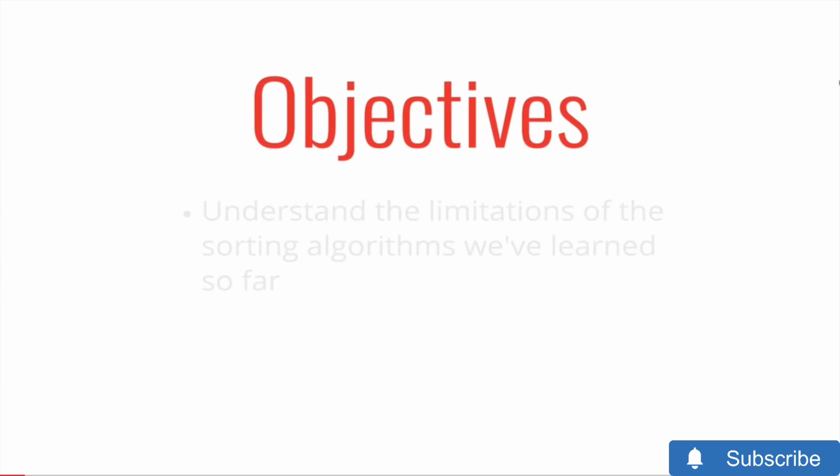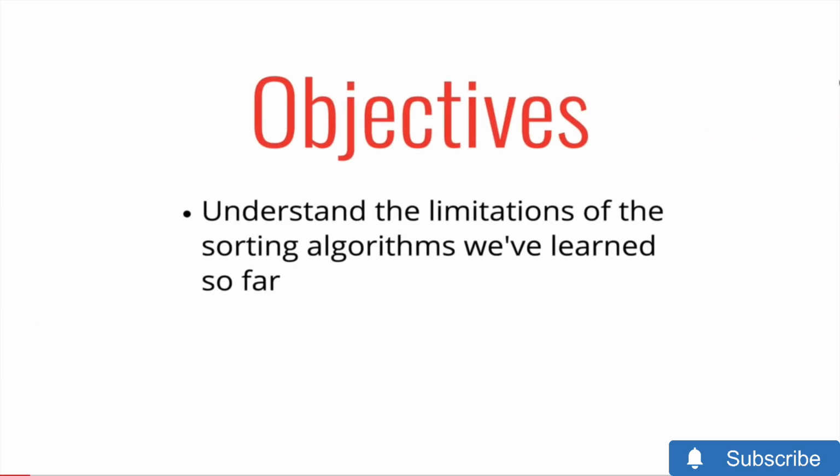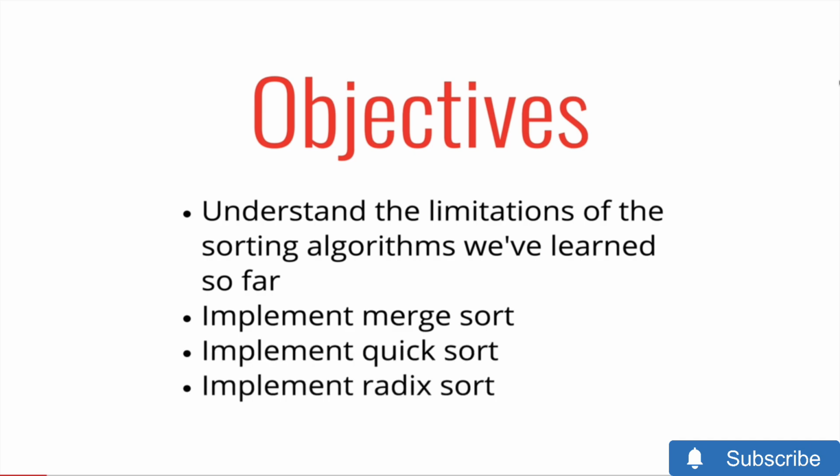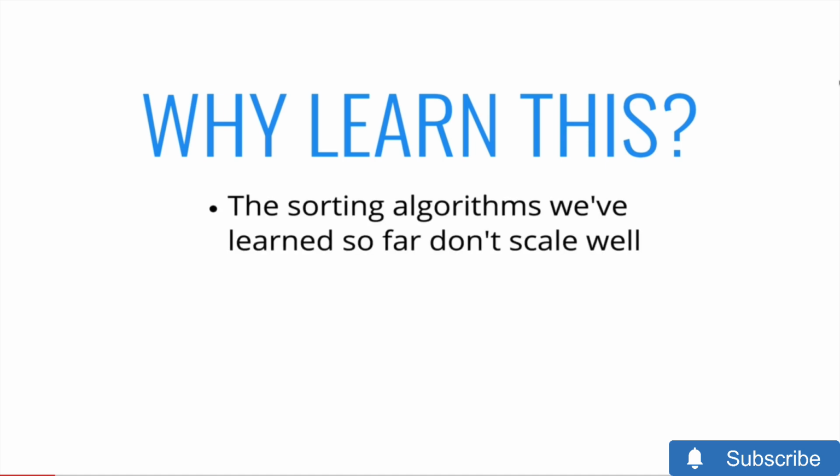Okay, so our objectives. First, understand the limitations of what we've learned so far: bubble, selection, and insertion. What are their shortcomings? We're going to implement 3 sorts: merge sort, quick sort, and radix sort. But first, I promised I would show you a demonstration of how much faster the algorithms we're going to learn now are. So the sorting algorithms we've learned so far don't scale well.